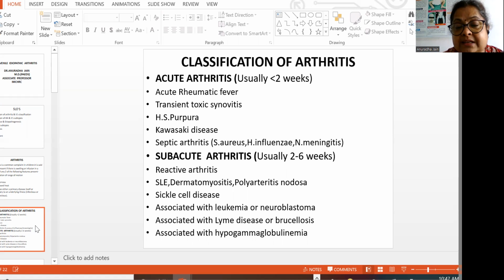Second is subacute arthritis. Usually it is between 2 to 6 weeks. It includes reactive arthritis, SLE or dermatomyositis, or polyarteritis nodosa, all these autoimmune types of arthritis are subacute. Then sickle cell disease, that is a type of hemolytic anemia, malignancies like leukemia or neuroblastoma, Lyme disease or brucellosis, and hypogammaglobulinemia.